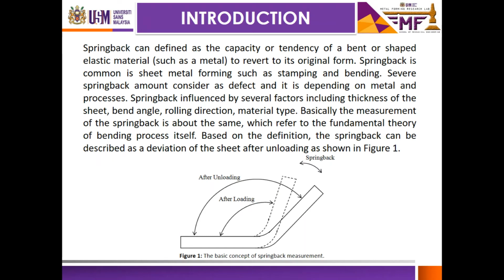Springback is one of the geometrical defects found in sheet metal after going through a forming process such as bending or stamping. Severe springback may cause assembly difficulty, therefore determination of the parameters that cause springback is necessary. In addition, early prediction of the springback can save production time due to less rework.